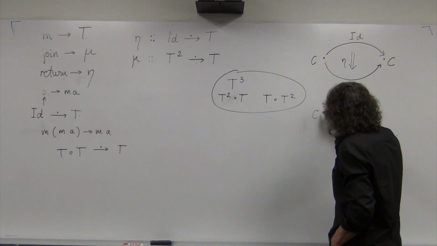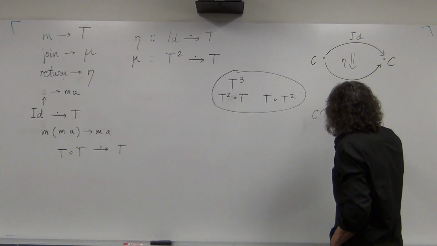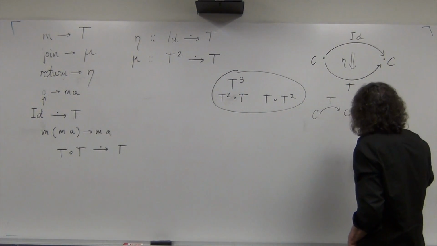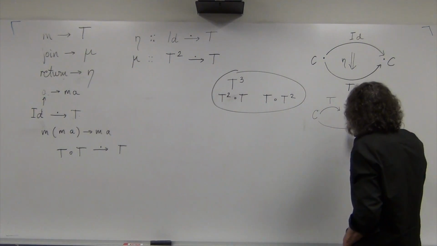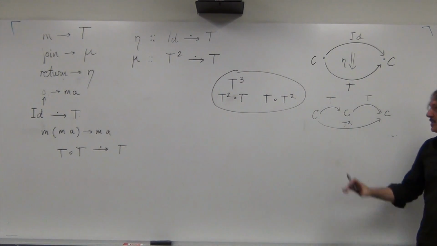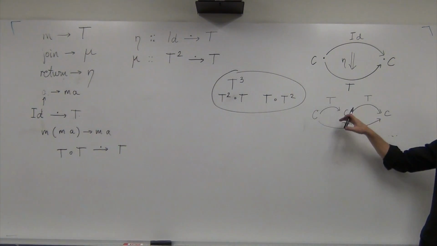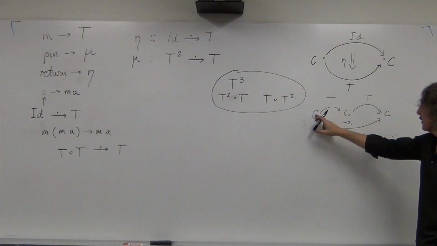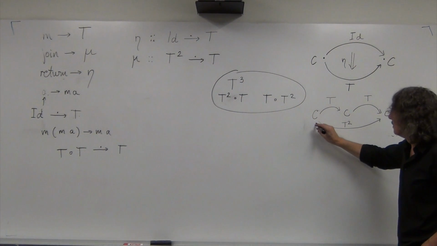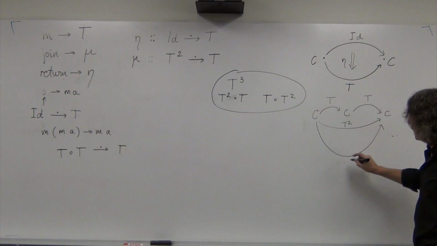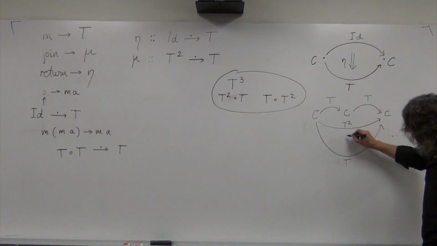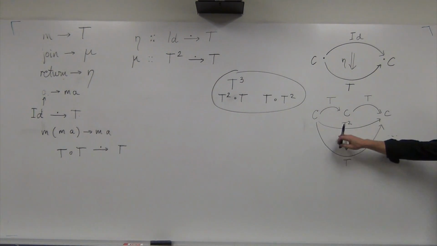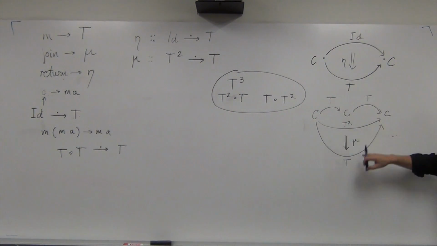Now, the other diagram is we can go from C to C using T, and then again using T, right? Our notation for this is T squared. So that's just notation. This is T after T. So we can go from C to C using T squared, or we can go from C to C using T. And we have a natural transformation here that's called mu. So mu is a natural transformation from T squared to T.